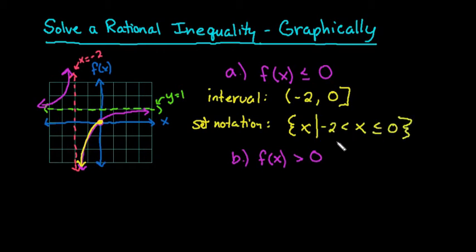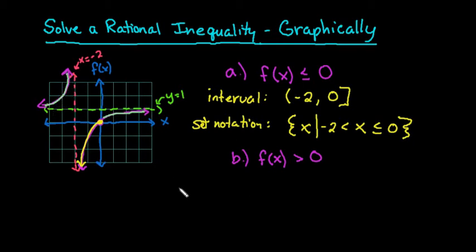So for all x values that are between -2 and 0, we would end up with a negative output because this part is below the x-axis. And then for the second one, we're looking for the values of x that give us an output that is greater than 0. So from here to here, you can see that this is above 0, and also over here in this interval.